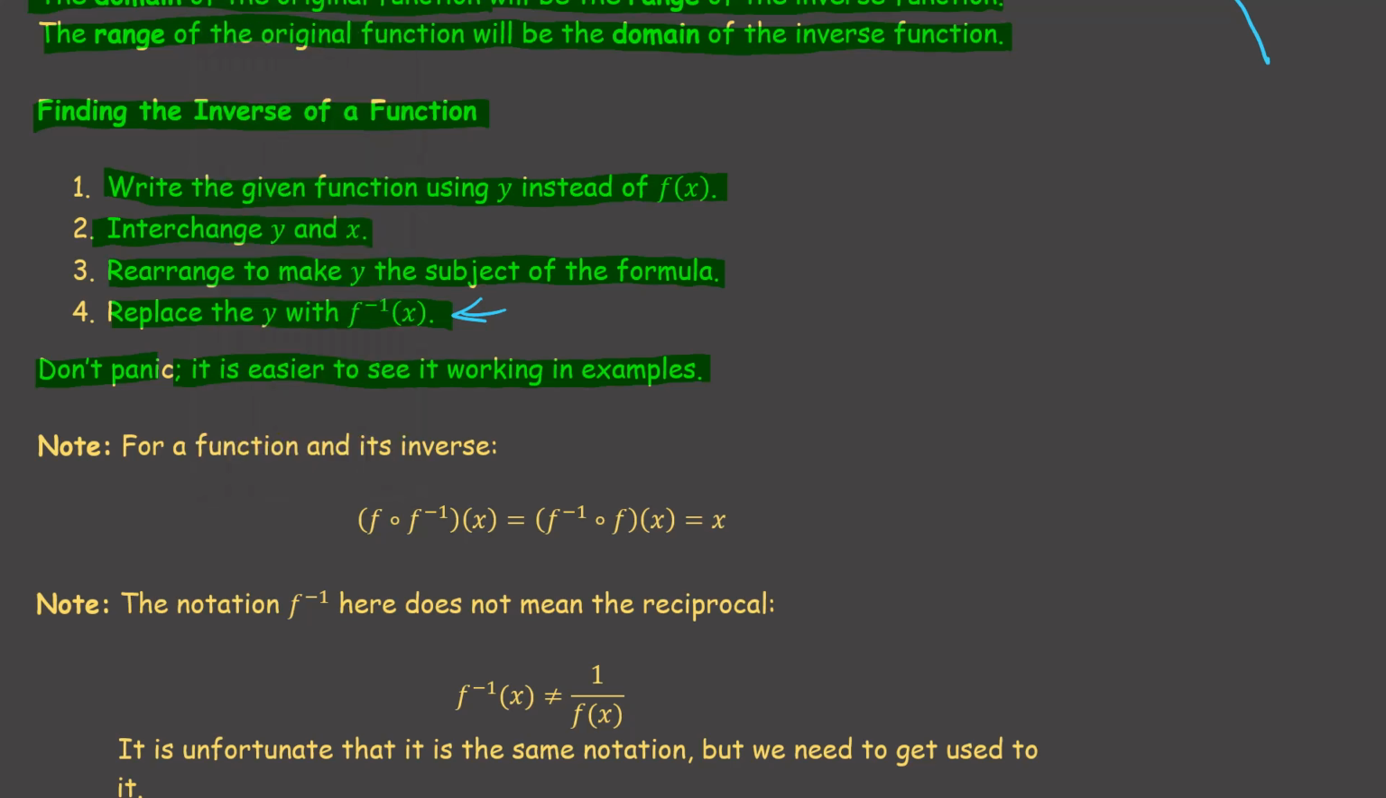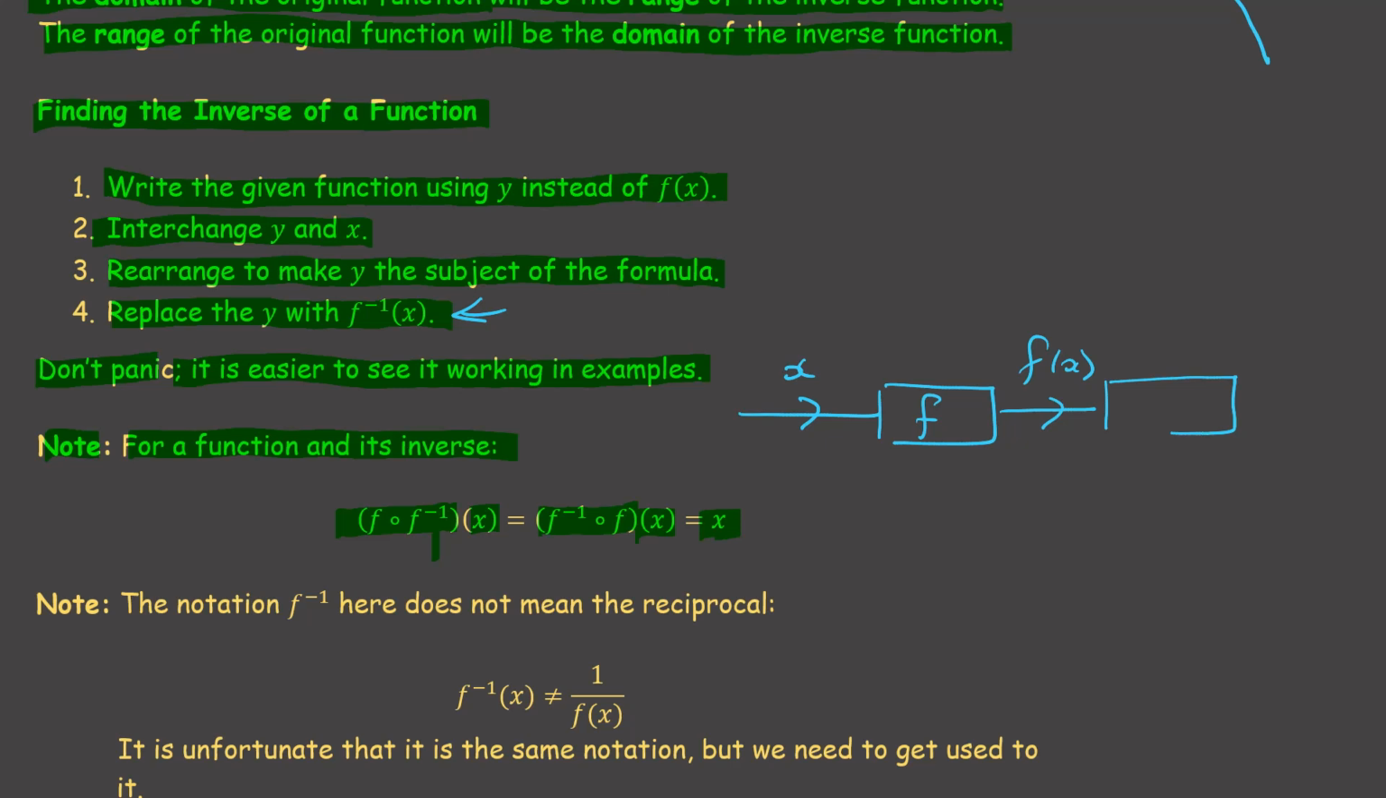I've got a couple of notes here. Note, for a function and its inverse, if we do the composite function f(f^-1(x)), that will be the same as doing it the other way around, and it would be equal to x. The whole idea is that you start with x, and let's say we do f first, so we get f(x). Well, the inverse undoes that. It's the opposite, so it's going to map us back to x.